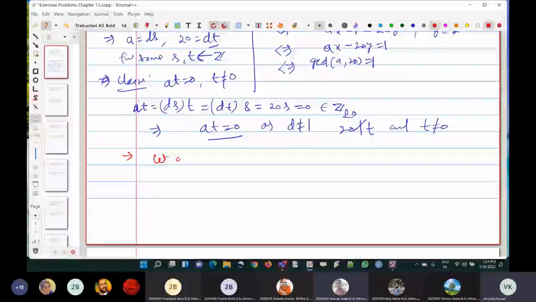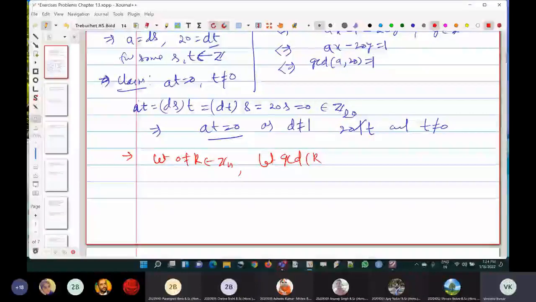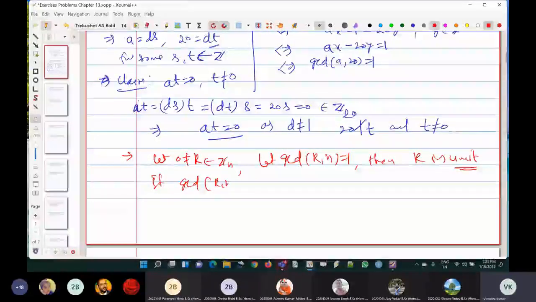Yes, sir, you can, just write n instead of 20. You can take k non-zero, belonging to Zn. Then you can take the greatest common divisor of k and n to be 1. In this case, you can prove that k is a unit. And in case the greatest common divisor of k and n equals d, and this is greater than 1, then of course you can write k as s times d for some integer s belonging to Z.